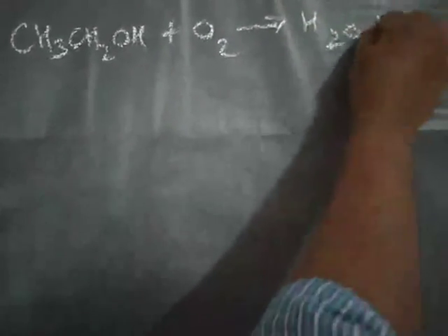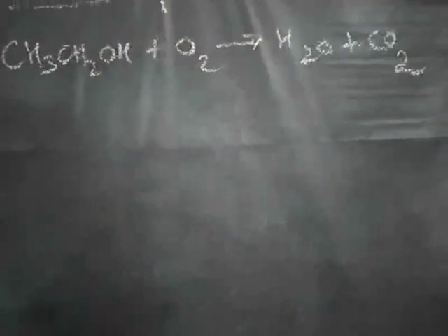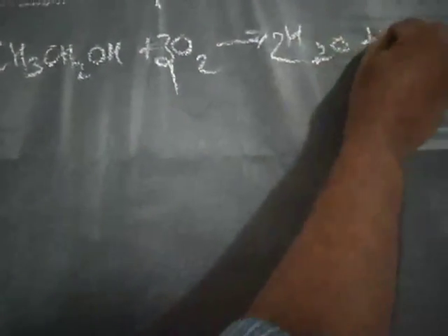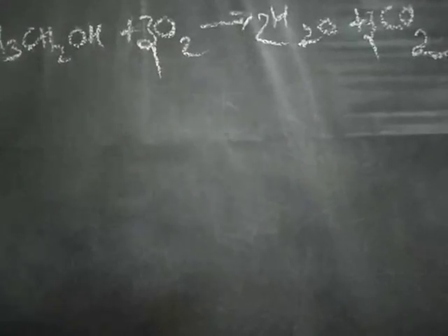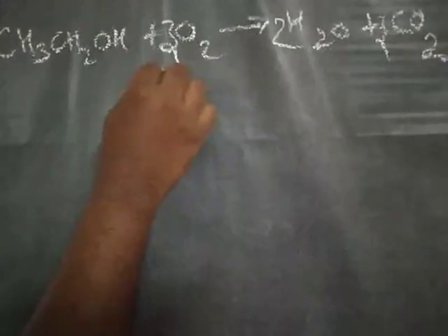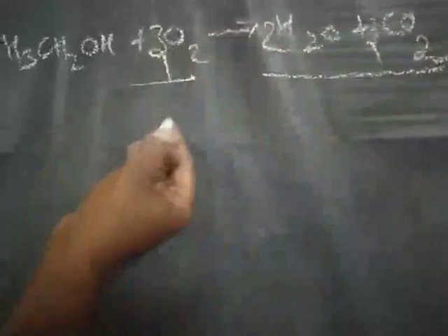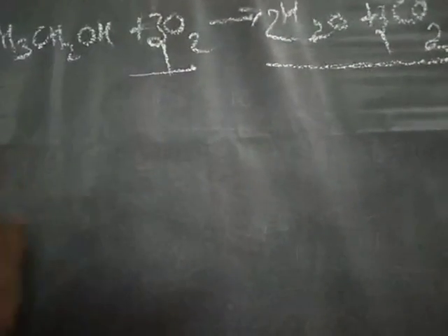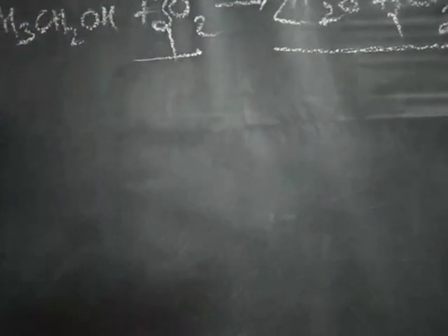Ethanol is a highly inflammable liquid, so it reacts with oxygen to give water and carbon dioxide. We have to balance the equation. How to balance equations? Already we have discussed in the previous lesson. The number of atoms on the left hand side should be equal to the right hand side. That is called a balanced equation.